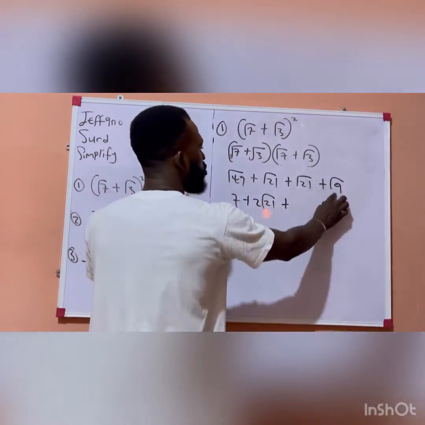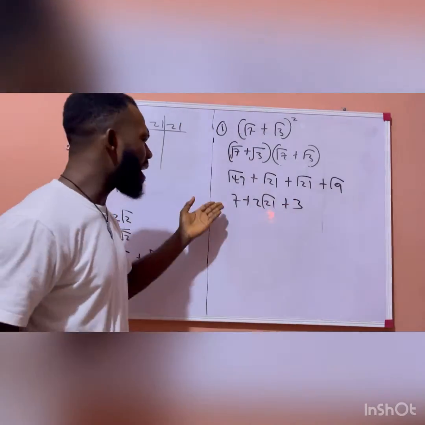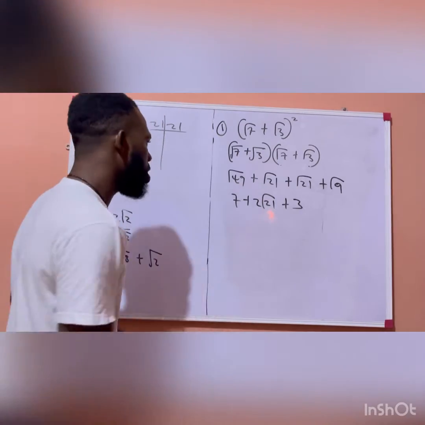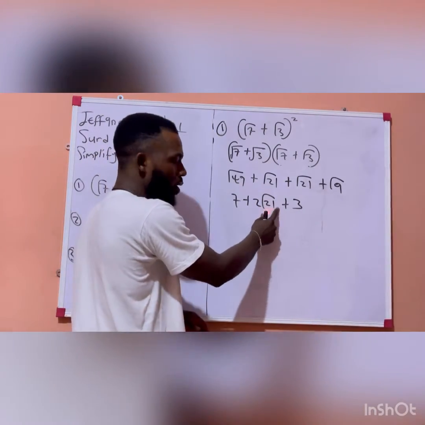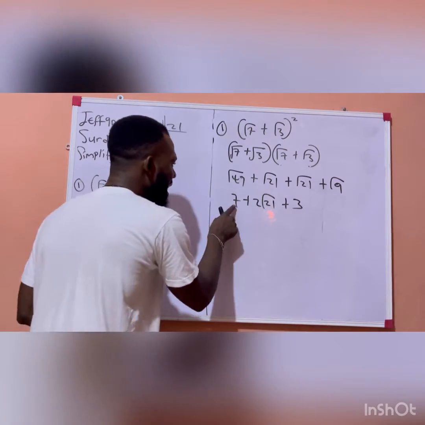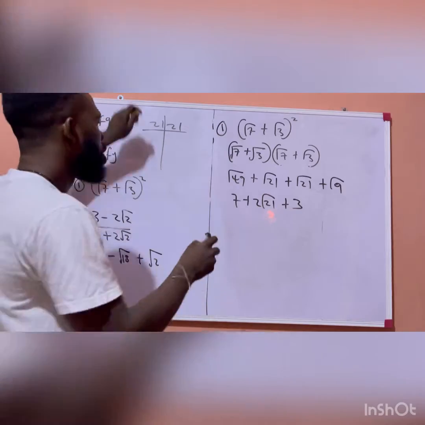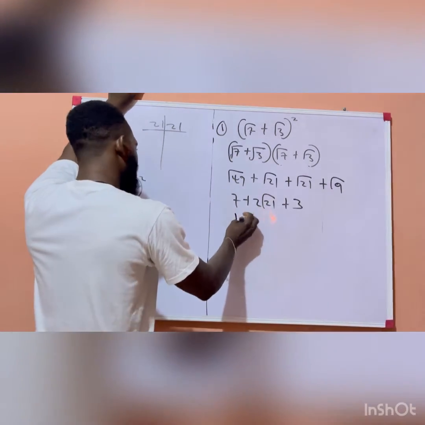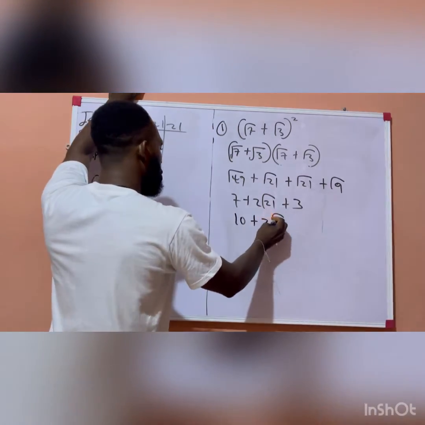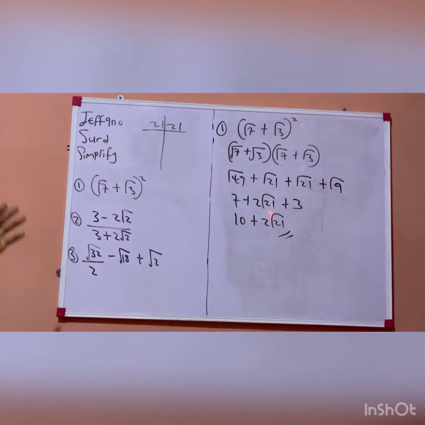Okay, plus the square root of 9 gives us 3. Now, there is no way I can add 7 to 2 root 21 because 2 is carrying the root of 21 and 7 is not, so they can't be added. But I can add 7 to 3 because why? Both are not carrying what? Root. So 7 plus 3 gives us 10, then plus 2 root 21. This becomes the answer to this question.